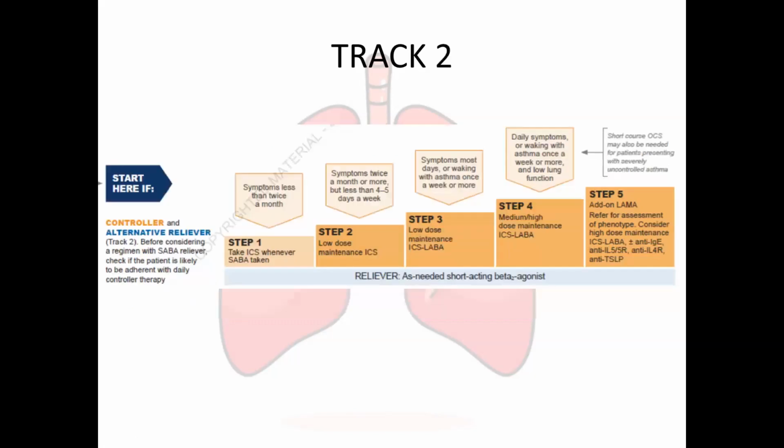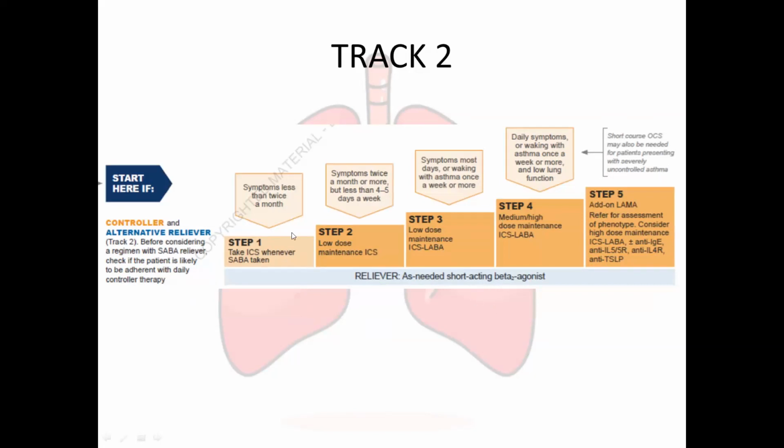Then we will see track 2. Track 2 is less preferred than track 1. Here the major difference is that the reliever used is an as-needed short-acting beta-2 agonist like salbutamol.